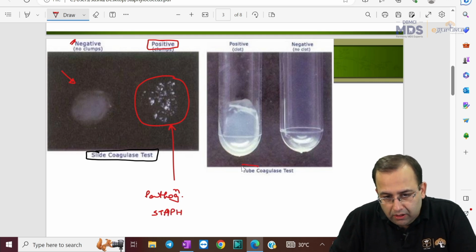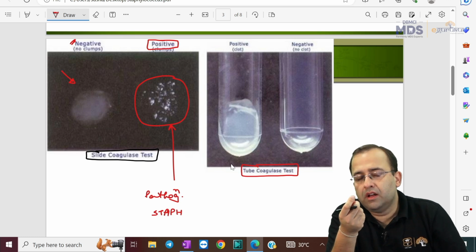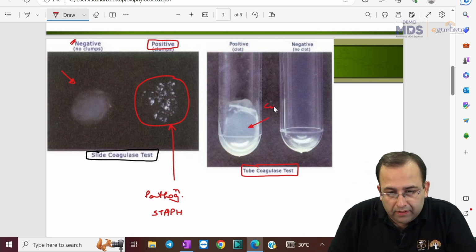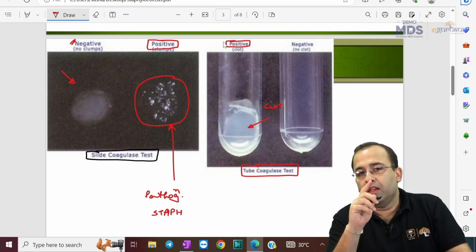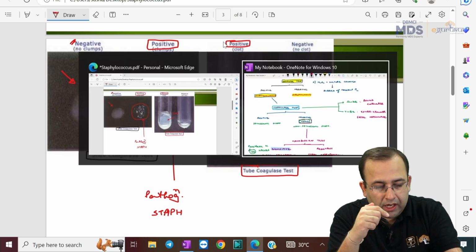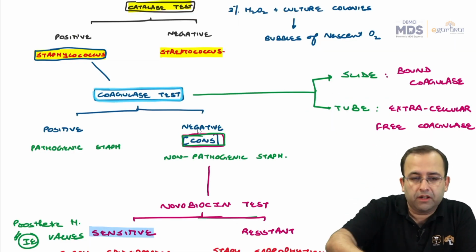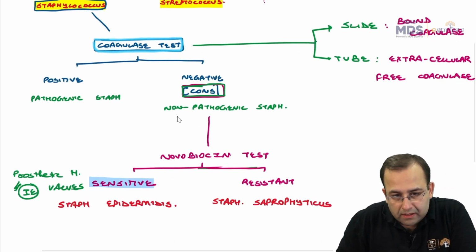Same thing can be seen in a tube Coagulase test also. In a tube Coagulase test, a clot will form. So this is the clot which is forming. This is Coagulase positive. Now, after Coagulase, we had a look at novobiocin sensitivity testing. CoNS, Coagulase negative staph, on the basis of novobiocin sensitivity testing.